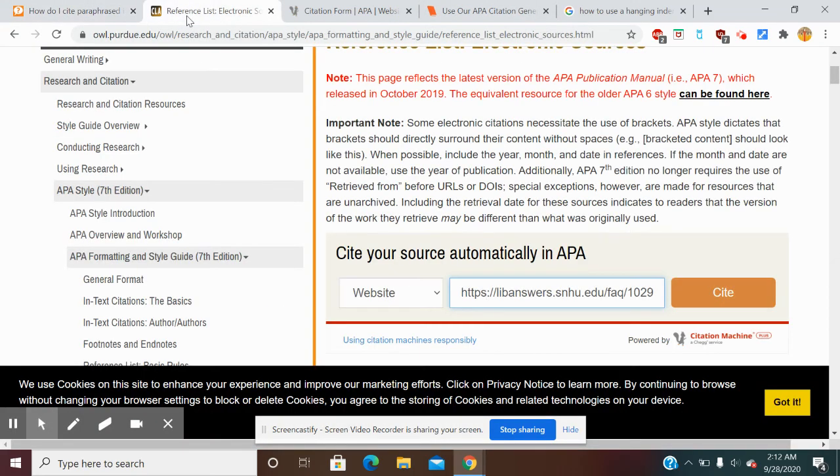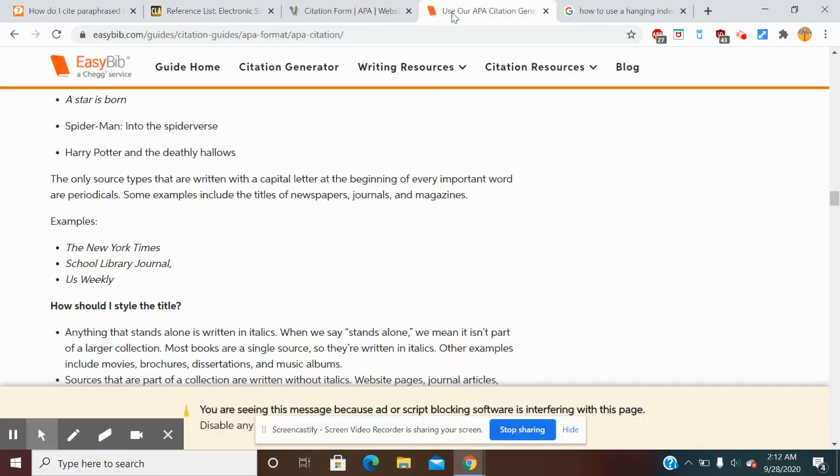snhu.edu, purdue.edu, and easybib.com. And I will link it in my description bar.